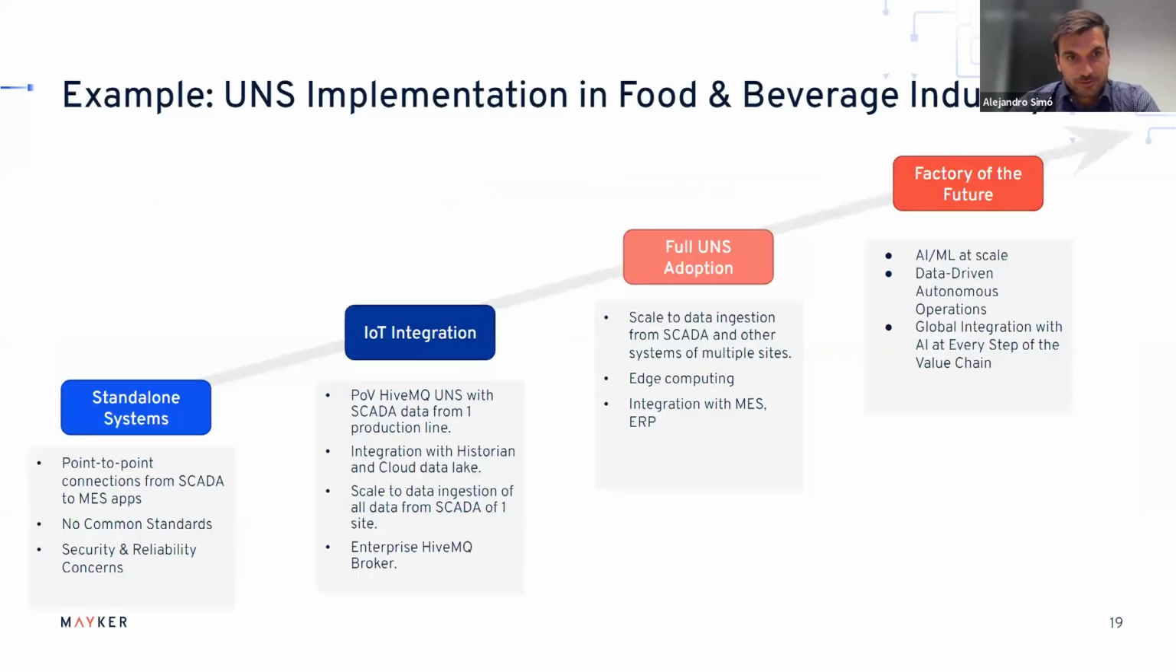And to give you a little bit of an overview of the steps that we followed at each step. As we started, we were here in the bottom left, some standalone systems that were using MQTT actually to send data from SCADA to the historian, for example. But there were no common standards, no security, and some security concerns. And then we moved to the first step, the IoT integration, where we set up the first proof of value, HiveMQ concept, UNS integration with SCADA from one production line.